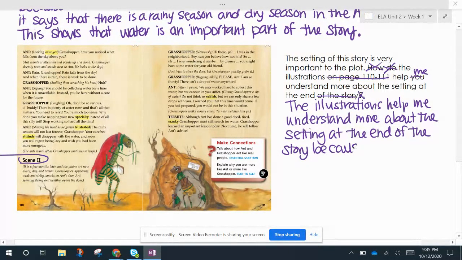Okay, so let's go ahead and look at the illustrations. So we notice at page 110, everything is really, really brown and dry. Our friend Grasshopper, you can tell he's sweating. The ants kind of are in a hill, and look at all the plants. All the plants are dead. So this tells me that right now, unlike on pages 108 and 109, where there was lots of water and everything was green and pretty, right now there's not a lot of water. And if I go back and look in the text, it says, a few months later, the plains are now dusty, dry, and brown. So it looks like all of the water disappeared and that there isn't much water left for the animals or for the plants.